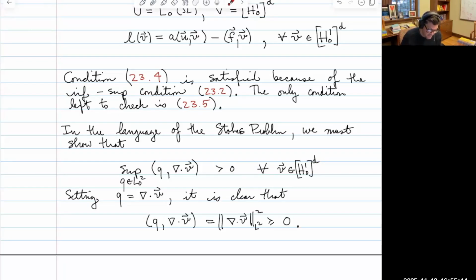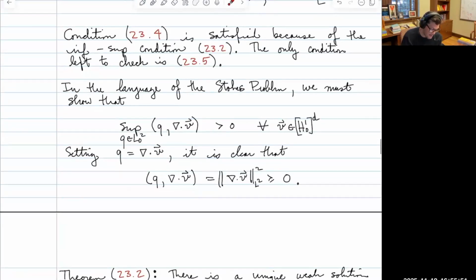So if we fix v in H01D, then we could take q to be equal to the divergence of that v. Do we know that the divergence of v exists? Yes, it's going to be an L2 function, because if we take v from that space, we can clearly take first order derivatives, we can add them together, and that gives us a function that's back in L2. How do we know that q is going to be in L02? We'll just integrate this object.